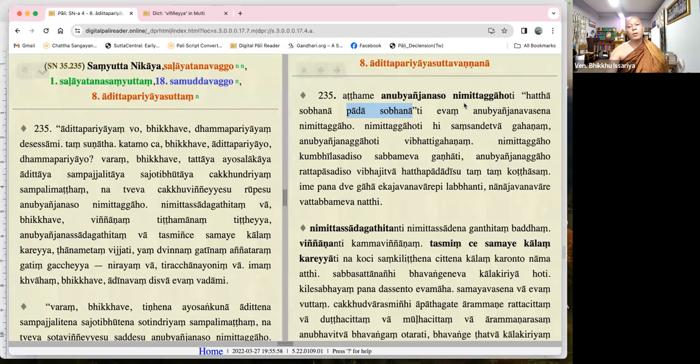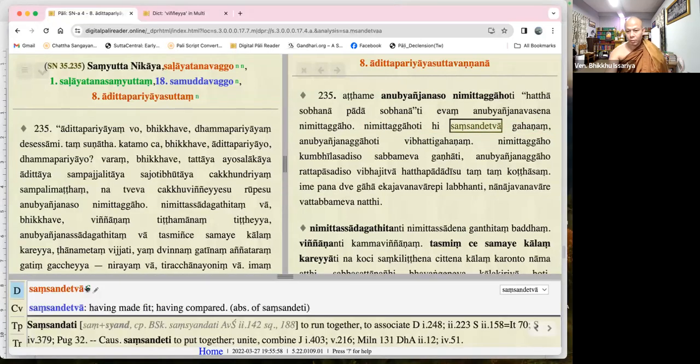So when we see a person, at that time we think the face is beautiful, the hand is beautiful, the foot is beautiful, the body shape, and so on. We should not analyze in this way. That is why, nimittaṁ saṇṭhānaṁ. Saṇṭhānaṁ datvā gahaṇaṁ. Anubyañjana gāho. Saṇṭhānaṁ datvā means having made it fit, having compared.